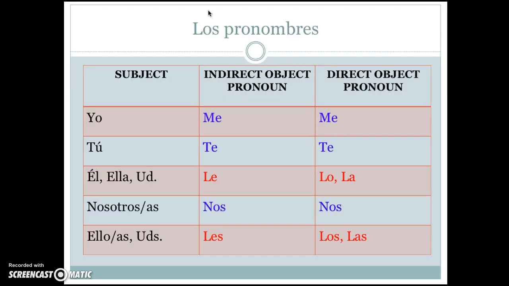Here we have a chart where we can see that the indirect object pronouns and the direct object pronouns are the same in the first, second person, as well as in the nosotros form. Where they're different is in the third person singular and plural. So for él, ella, and usted, you're going to use le, versus for direct object pronouns, lo and la. So you do have to worry about gender with direct object pronouns, whereas with indirect you do not. With ellos or ellas and ustedes, les is the plural, or los and las for direct object pronouns.